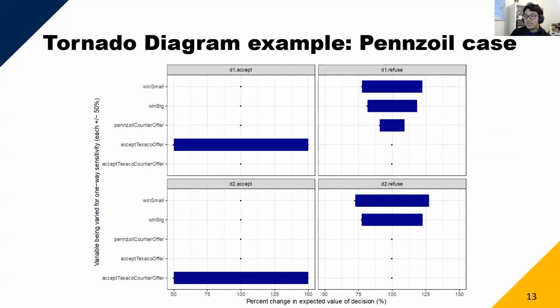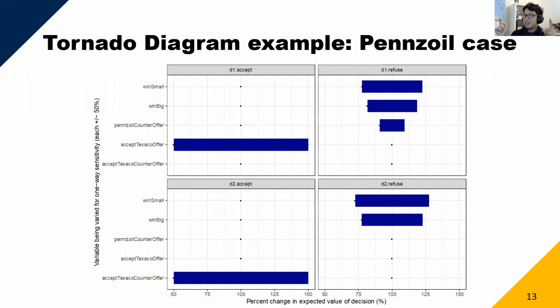So this is an example of a tornado diagram where I can change the payouts. And essentially what I'm doing here is, in this case, a simplistic thing where I'm just changing the value of that final outcome by plus or minus 50%. So right in the middle is where the value would be the same.